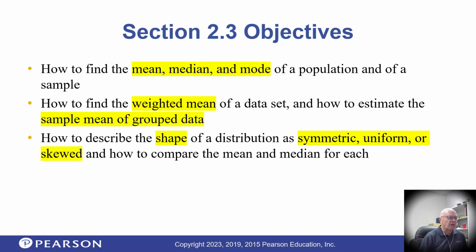You may not have heard of the weighted mean, but you might have actually used it because that's how you figure out the GPA. And last of all, we're going to talk about the shape of a distribution: symmetric, beautiful; uniform, another kind of beauty; or skewed. That's interesting too. Now, how do you compare the mean, median, and mode for each one?